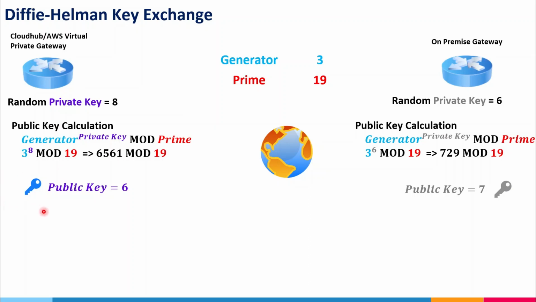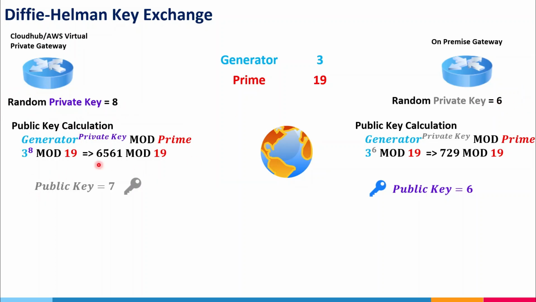Now both the parties will exchange their public keys. So CloudHub has the on-premise gateway's public key, and the on-premise gateway has CloudHub's public key. So until now, the values that have been shared over the insecure medium are 3, 19, 7 and 6. Anyone can snoop and find out what values are being sent. The only values they aren't aware of are 8 and 6.